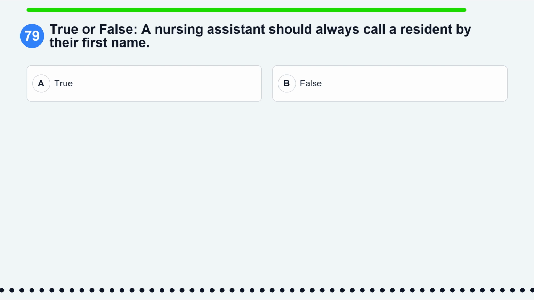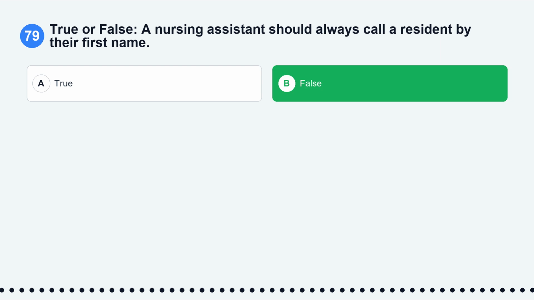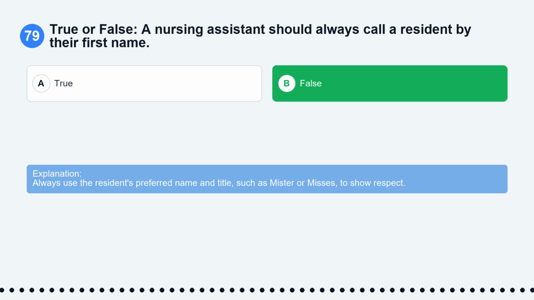Question 79. True or false, a nursing assistant should always call a resident by their first name. Option A, true. Option B, false. The correct answer is option B, false. Always use the resident's preferred name and title, such as Mr. or Mrs., to show respect.